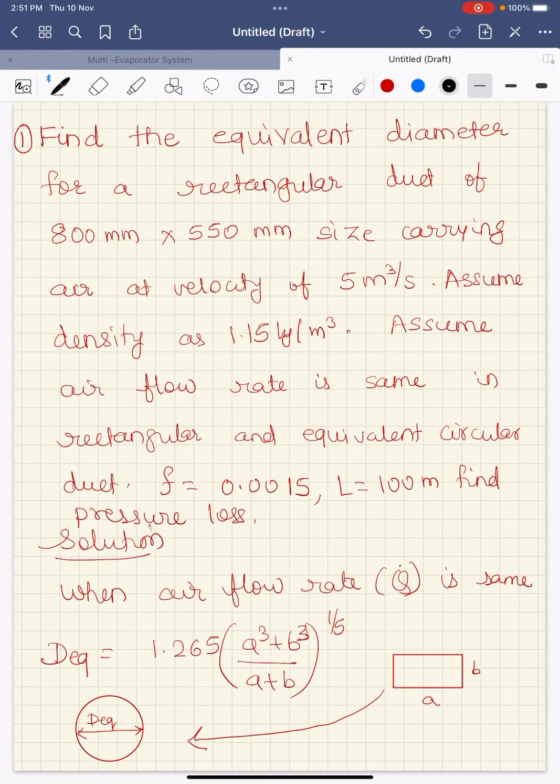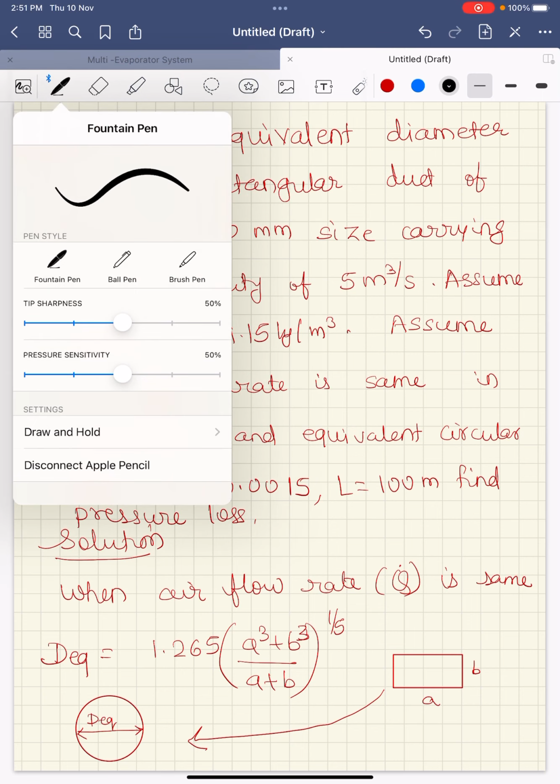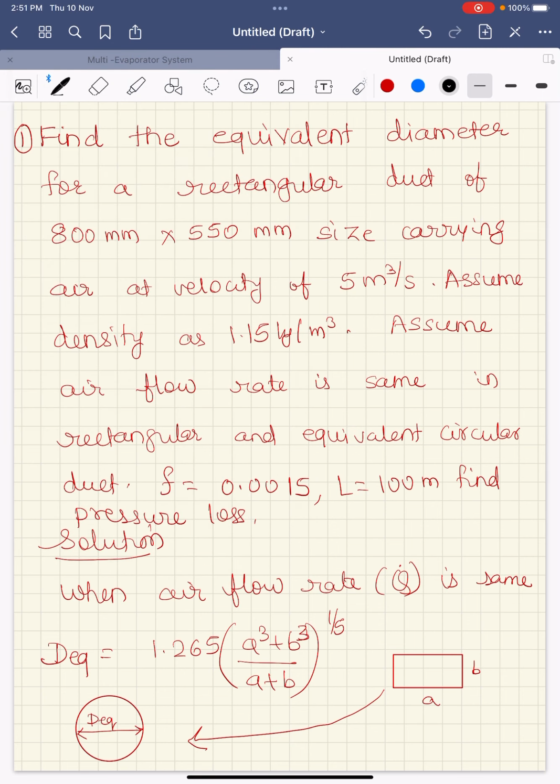We will be discussing how to solve one numerical, an important numerical on duct sizing. So the question is as follows. What you see over here is we are required to find the equivalent diameter for a rectangular duct. The meaning of finding an equivalent diameter for a rectangular duct is: instead of a rectangular duct, if you want to use a circular duct, what would be its corresponding diameter? That is the meaning of equivalent diameter.